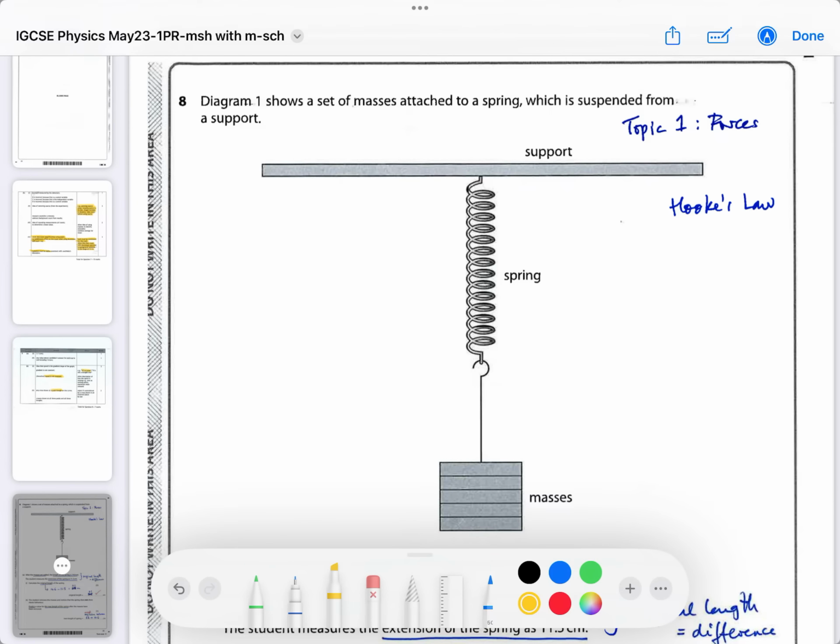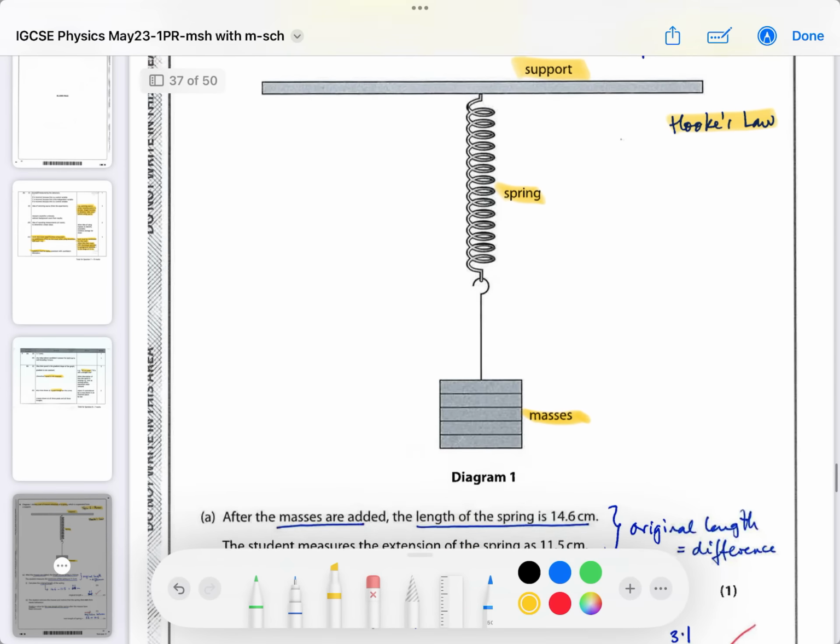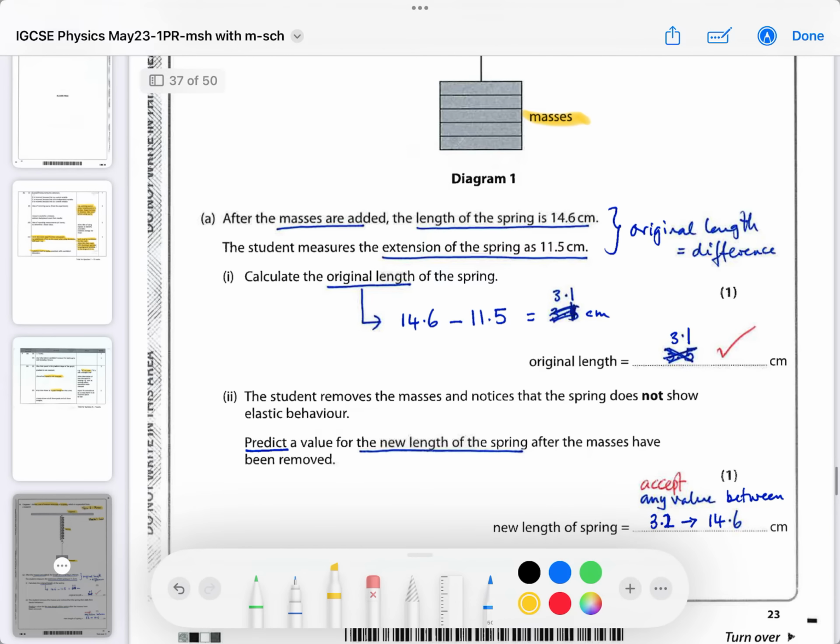This diagram 1 shows a set of masses attached to a spring which is suspended from a support. So it looks like it's to do with stretching a spring, so that will be Hooke's law. It's topic 1, forces, but I think it must be oscillating because we saw peaks and troughs. After the masses are added, the length of the spring is 14.6 centimetres. The student measures the extension in the spring as 11.5, and they want you to calculate the original length.